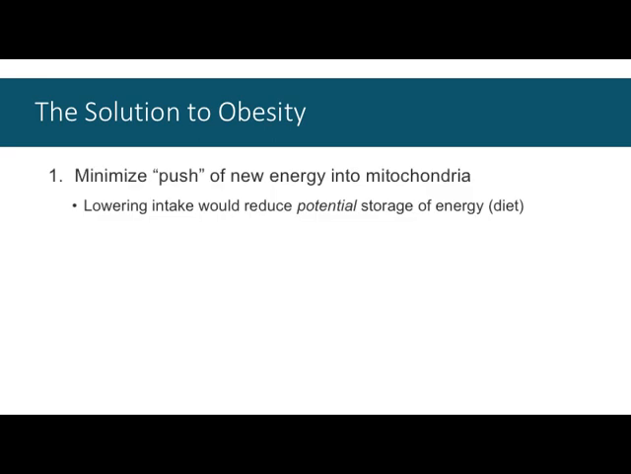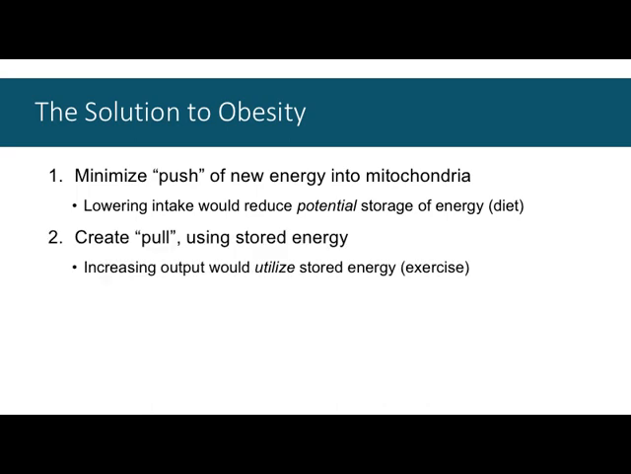We've already done the solution to obesity. One, minimize the push of new energy in, so decrease the abundance of those reducing equivalents. Decrease the push in, which is essentially eat less. Lowering intake would reduce the potential storage of energy, or the potential push of energy into the mitochondria, and the potential to make reactive oxygen species. Two, create more pull of energy through the electron transport chain. Use stored energy. Dissipate the gradient.